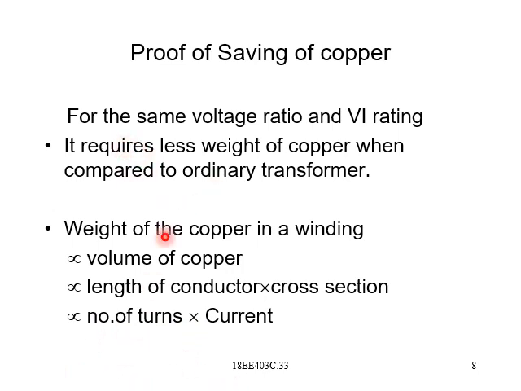Just please make a note of this. From the same voltage ratio and VI rating, it requires less weight of copper when compared to an ordinary transformer. So the weight of the copper in a winding is directly proportional to the volume of copper, and length of the conductor into cross section, number of turns into current.